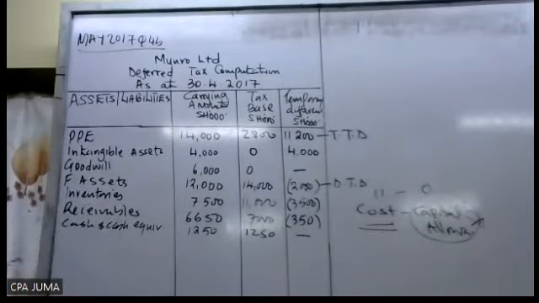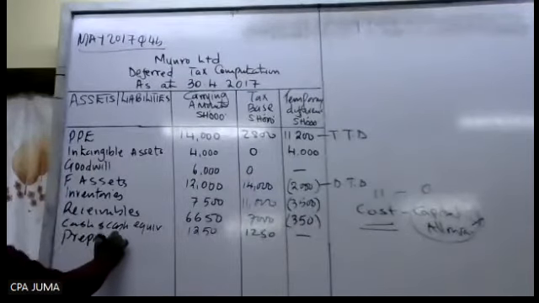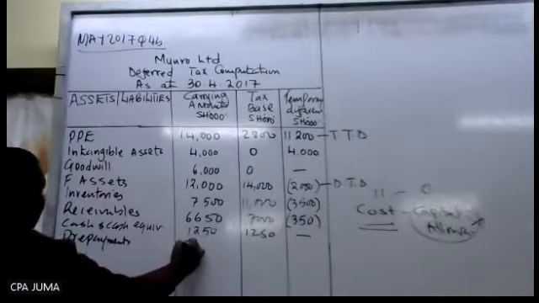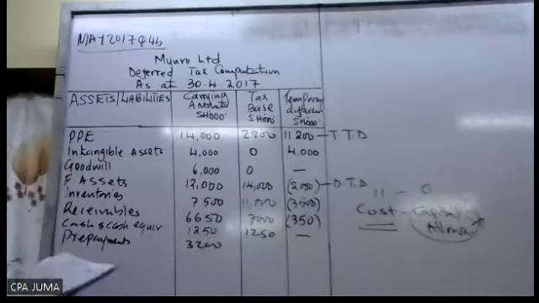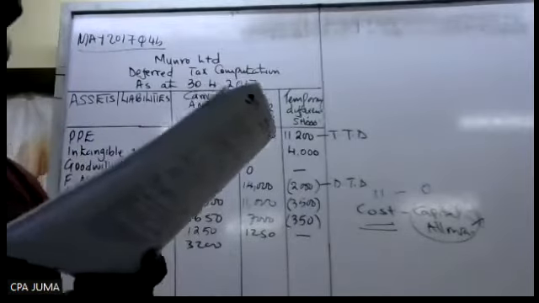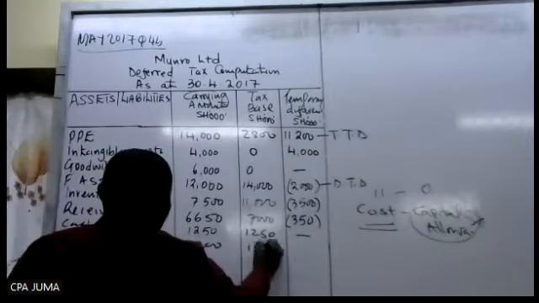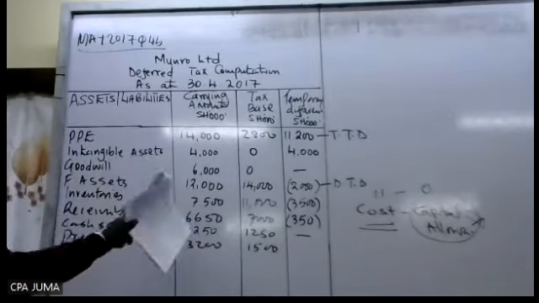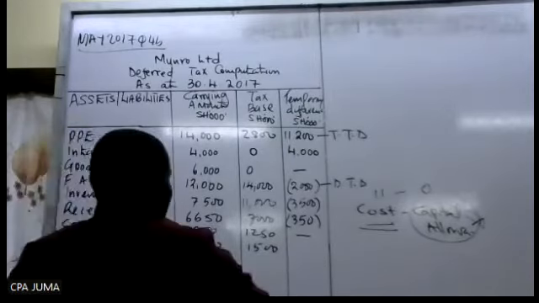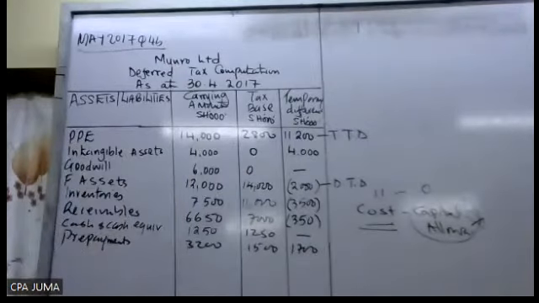So prepayments, the book value is 32. Were we given its tax base? Yes. We were given 15. So the difference between the accountant and the taxman there is coming to how much? 1,700.